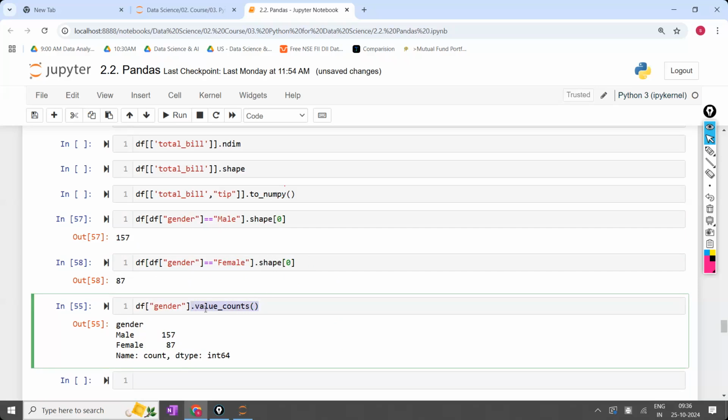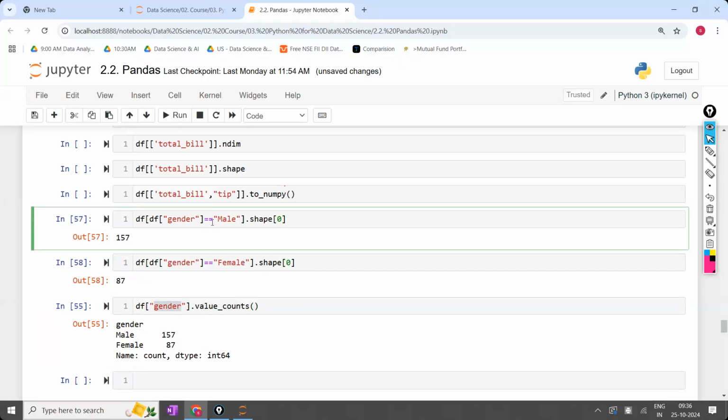So once you are asking the value counts, first it will check what the unique values are: male and female. So first it will separate the male records, later it will separate the female records. For the male records, it will calculate the total number of records separately, and for the female records, it will calculate separately. First you check the unique values. That is the backend code. Are the points clear?